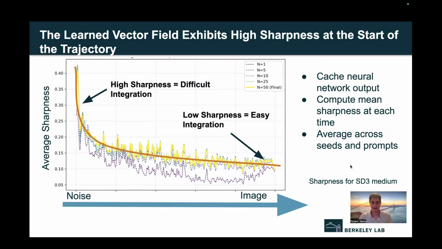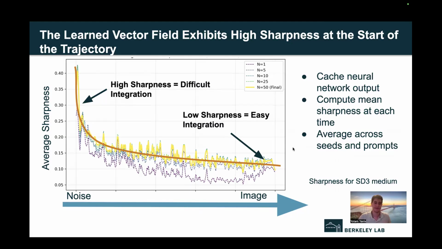So I ran the sharpness profiler on Stable Diffusion 3, which is a state-of-the-art image generation model. And what we were able to observe across many different prompts, across many different seeds and trials, is that we see high sharpness, or difficulty integrating, at the start of the process when we're close to a noise sample, and low sharpness and easy integration when we're close to an image. So this allows us to bias how we're going to do our solve step.